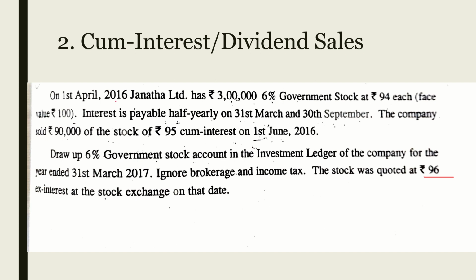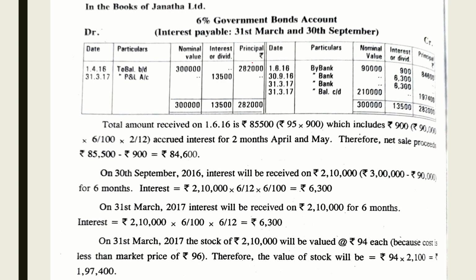On 1st April 2016, the balance brought forward, we have rupees 3 lakh in the nominal value column. And what will be the principal value? Here the cum interest concept comes at the time of sale. On the balance brought forward figure, 3 lakh means the face value is 100. So how many debentures are there? 3000 debentures. So 3000 into 94 will be the principal value.